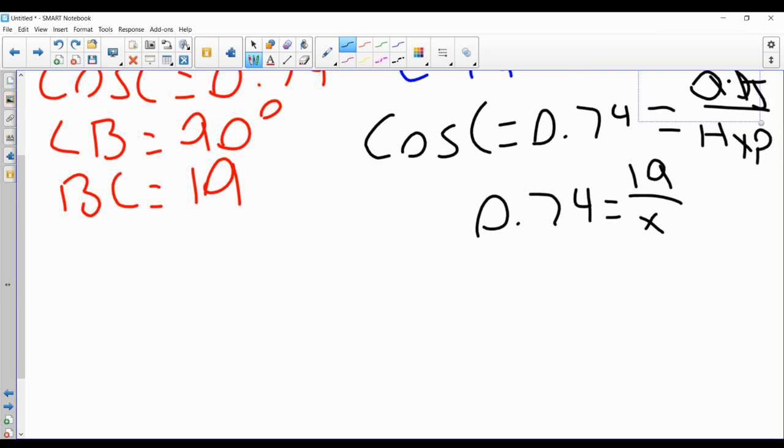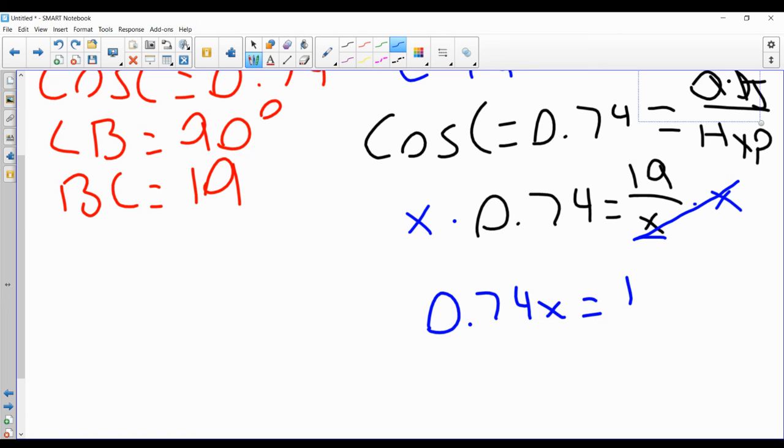At this point, we don't have to even worry about any sort of trig function or anything like that, because technically we just have a solvable equation sitting right here in front of us. So let's go ahead and try to get the x by itself. Our first step is we have to get rid of this x right here. To do that, since we're dividing on one side, to move it to the other one, we're going to multiply. It'll cancel out my two x's there and leave me with 0.74 x equals 19.